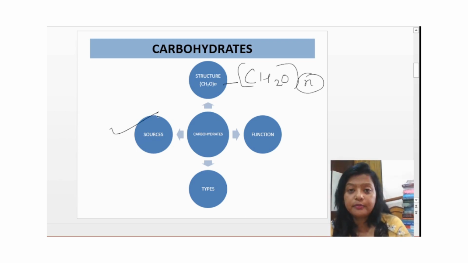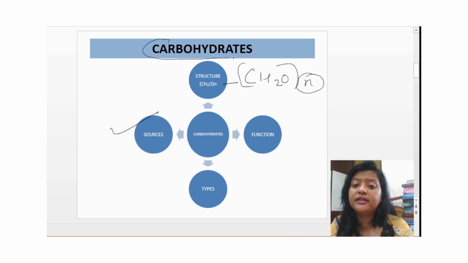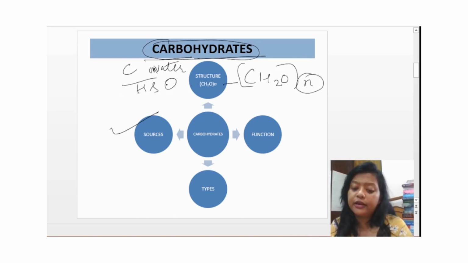So let's go to the sources part. One more thing, the name of the carbohydrate. You can see the name here. Carbo means carbon. Hydrate means water. So the name itself says that when carbon is attached with water molecules, such as hydrogen and oxygen, then it forms the carbohydrates.